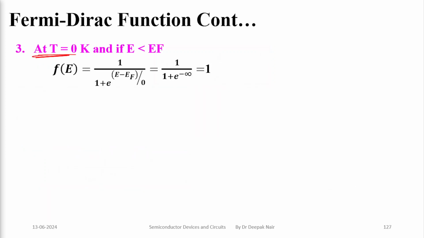At 0 degree Kelvin, if E is less than EF, then what will happen? The denominator is 0 and E is less than EF, so this will become e to the power minus infinity. That denominator term will become 0. So 1 upon 1 will become 1. That means the probability is 100%.